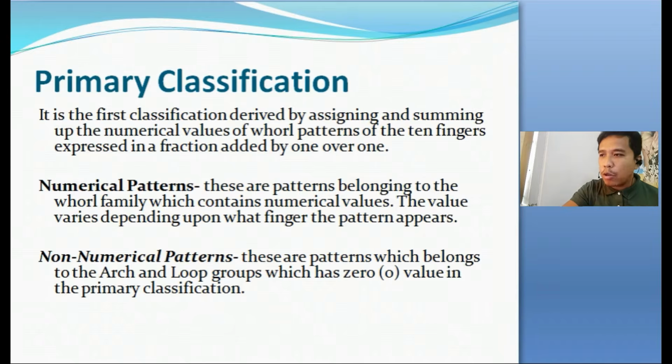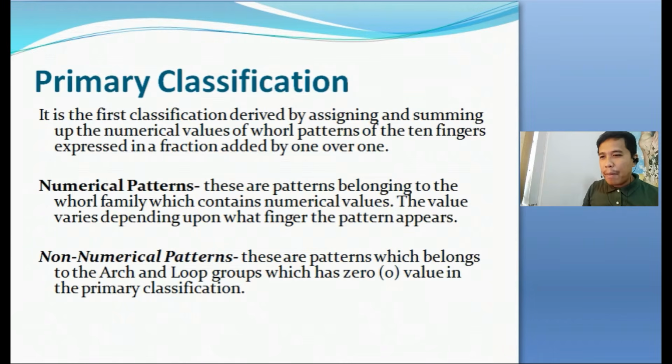Now, we will start with primary classification. What is primary classification? Primary classification is derived by assigning and summing up the numerical values of whorl patterns. Take note, whorl patterns only, of the 10 fingers, expressed in a fraction added to 1/1. It is very difficult to comprehend this from a layman's point of view, but let us simplify this one.